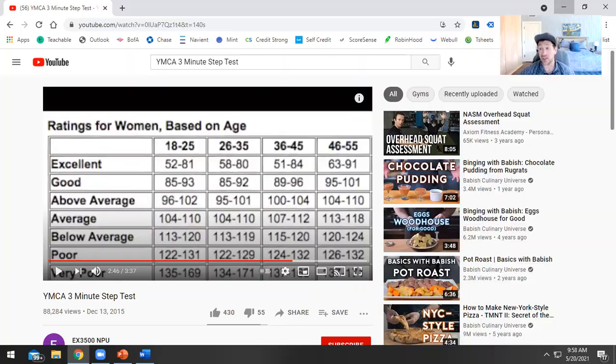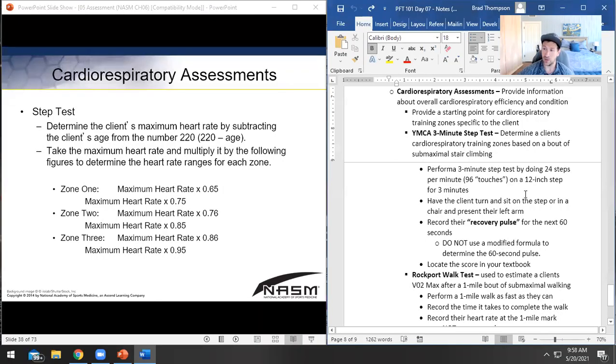So the things you guys need to know, because they will ask you any version of this on a multiple choice question. First, what is the YMCA step test? Well, it is a test that determines a client's cardiorespiratory training zones based on a bout of sub-maximal stair climbing. So you're basically putting them up and down these stairs, right? So you go for 3 minutes, doing 24 steps per minute. And when I say 24 steps per minute, I mean a step is up, up, down, down.